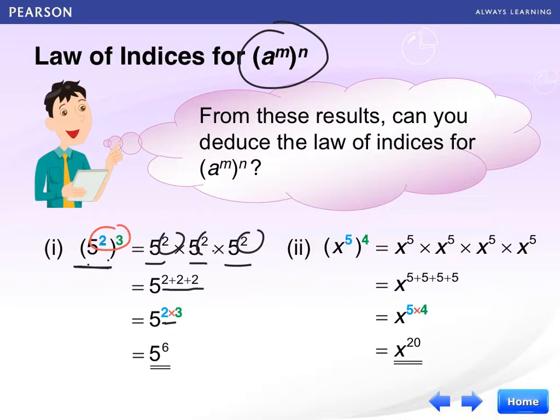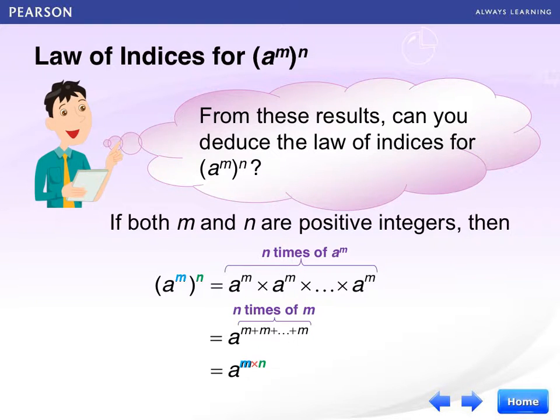When you compare these two, you find that the resulting index is the product of the two indices only. That means when we meet a to power m and then to power n, be careful, it is power to power. There is only one base, with 2 powers. In this case, the result index is just the product of the indices.